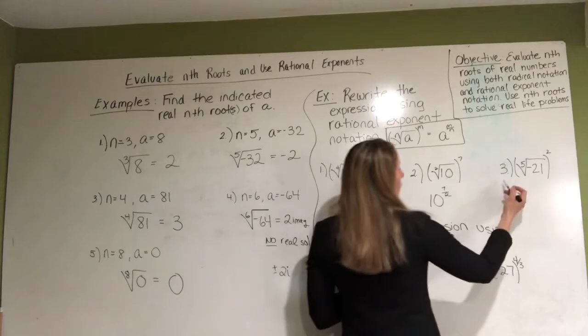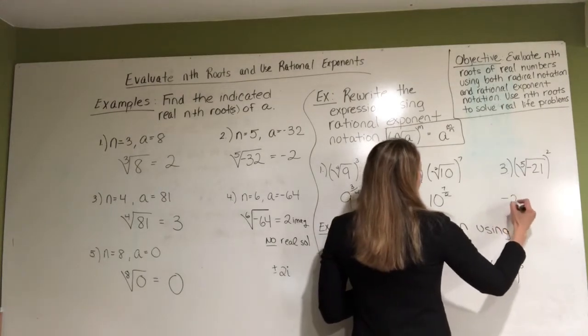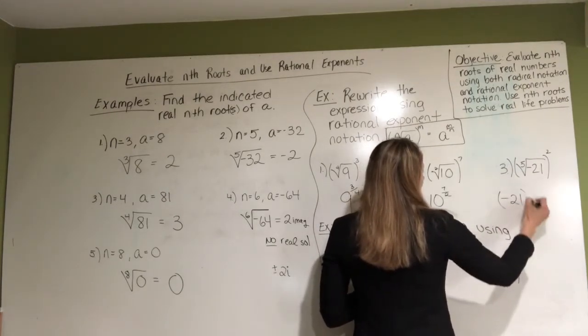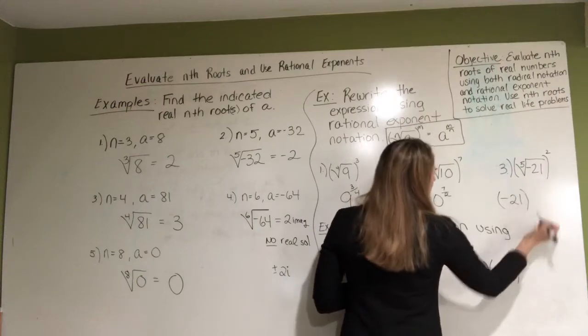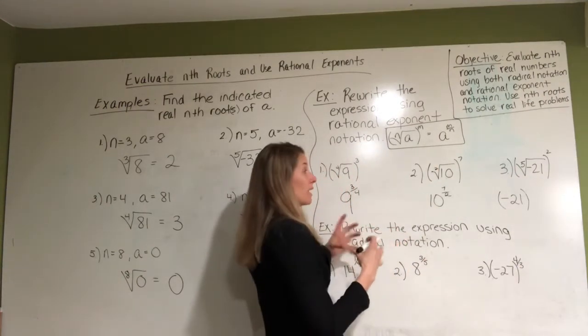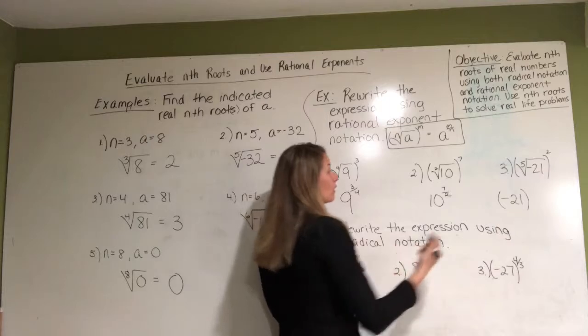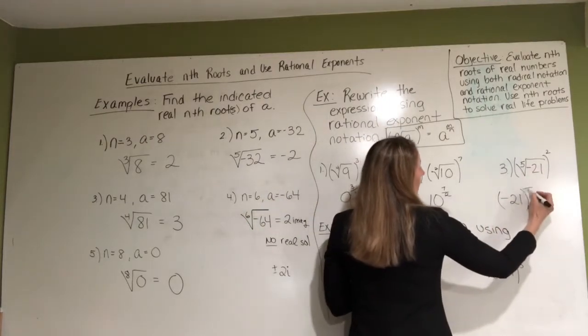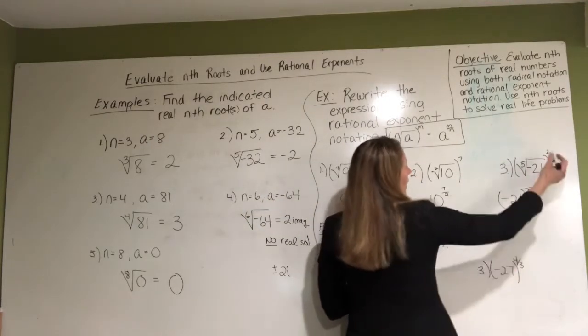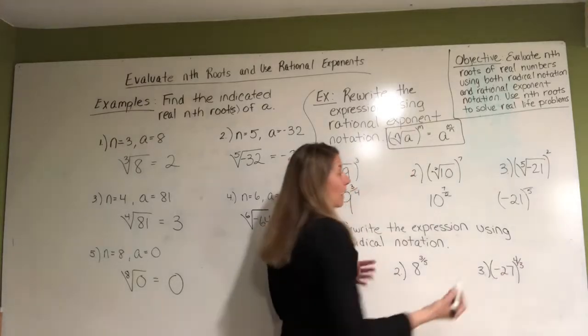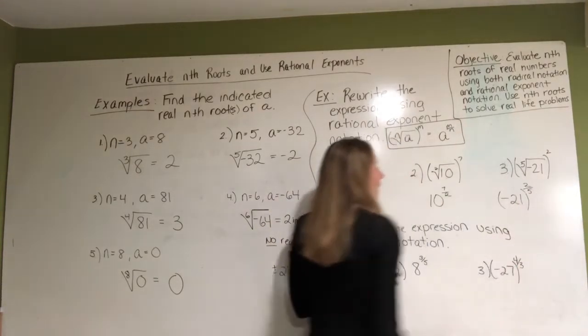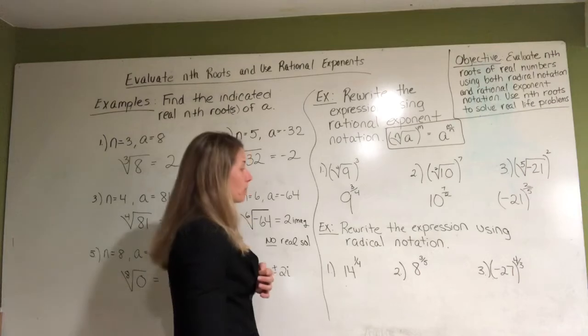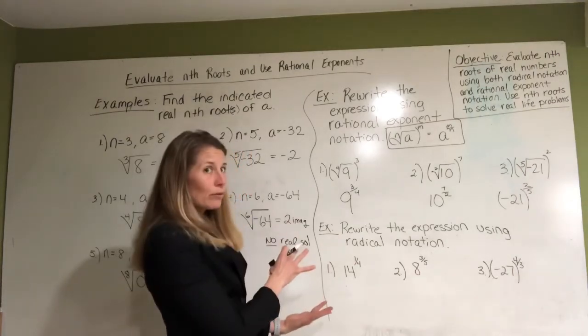And then finally on number 3, we have negative 21. Because it's a negative, I'm going to make sure I put that number in parentheses to indicate that that entire number, the negative included, will be raised to the power. Again, my root is a 5. That's going to go on the bottom. And my exponent is a 2, so my power will go on the top, and that will be negative 21 to the 2/5 power.